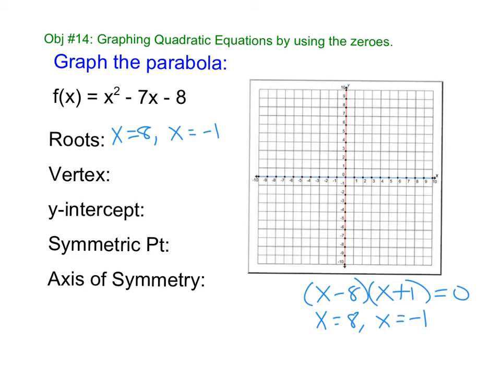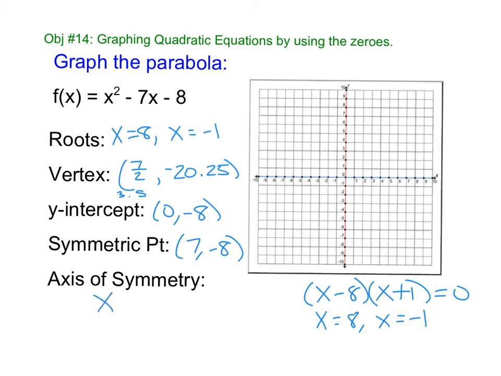My vertex, negative b over 2a. So that's 7 over 2, which is 3.5. Let's plug 3.5 in and see what we get. I get negative 20.25. Ugh, well, that's not helpful. Okay, y-intercept, (0, -8). And symmetric point, I'm going to reflect that over 3.5. So if you double 3.5, you get 7. So (7, -8). Axis of symmetry, x equals 3.5.